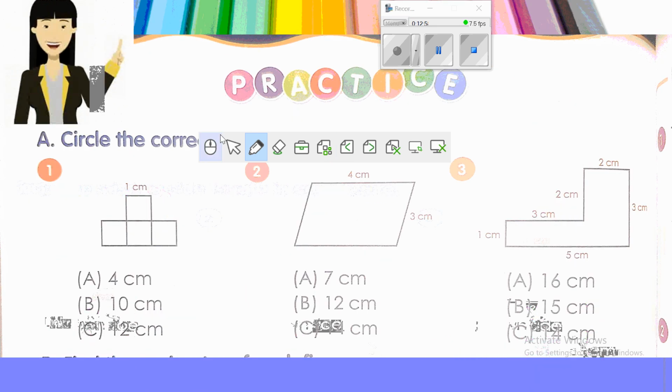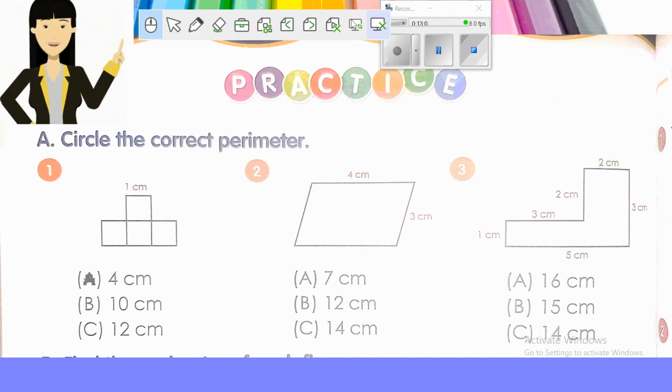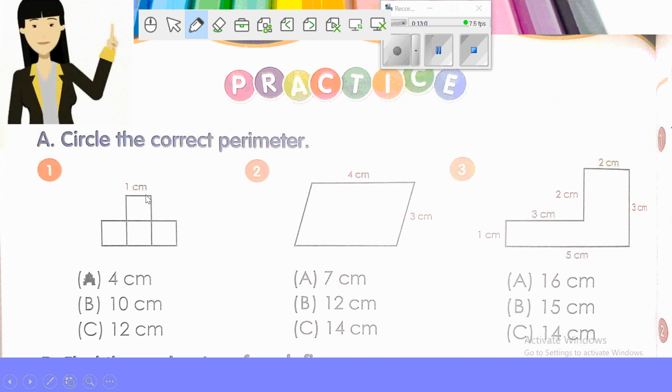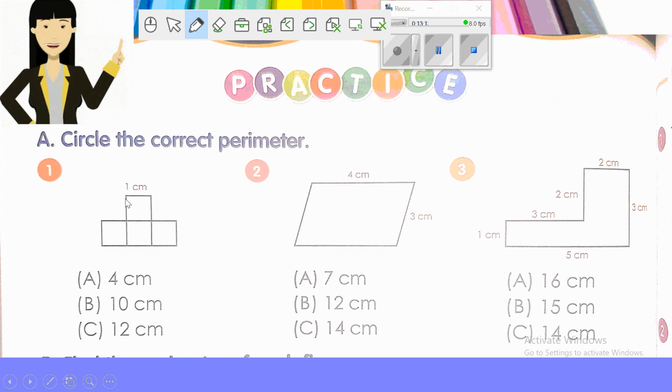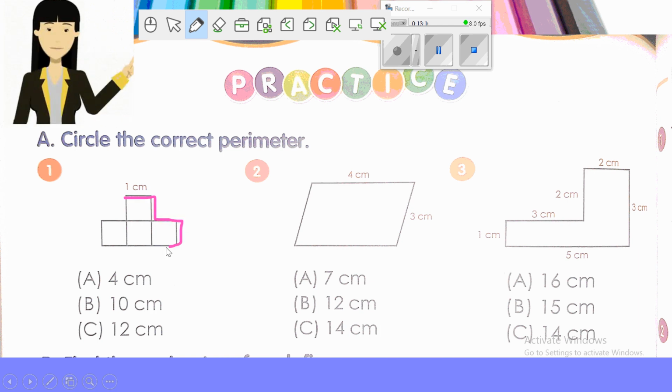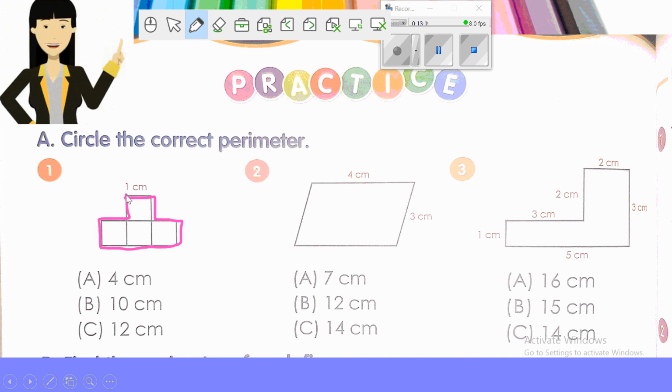Here you have to circle the right answer for the perimeter. Let's see now. Here I have 1 centimeter. You have to count the squares outside only. So here is 1, 2, 3, 4, 5, 6, 7, 8, 9, 10. Which one? It's B.